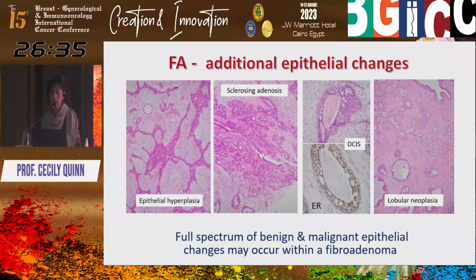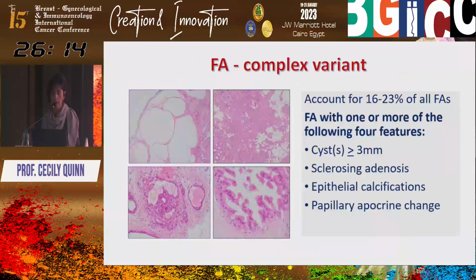It's also quite common to see additional epithelial changes, and you can see the entire range of epithelial change that you see in the breast in general, including epithelial hyperplasia, sclerosing adenosis, DCIS, lobular neoplasia, and any of the epithelial conditions. So the full spectrum may be evident within fibroadenoma.